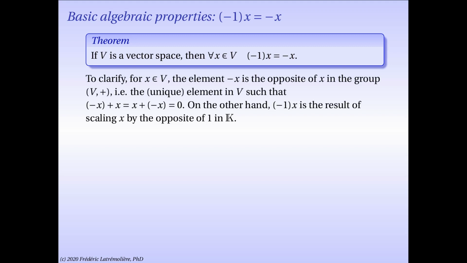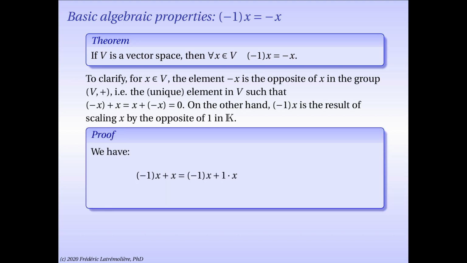So, once we have understood this notation here, the proof is going as follows. We calculate minus 1 times x plus x. We assumed as part of our definition of a vector space that 1 times x is always equal to x for any vector x. This was the last compatibility property. So, minus 1 times x plus x is equal to minus 1 times x plus 1 times x, because x equals 1 times x.